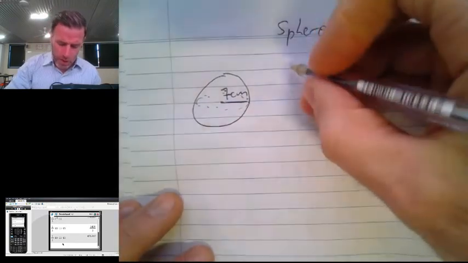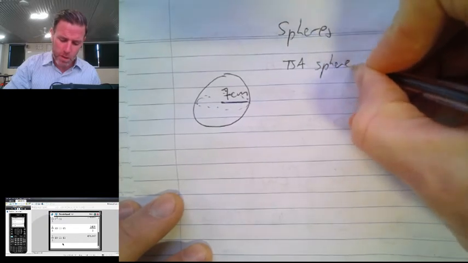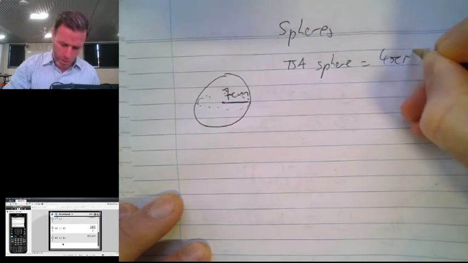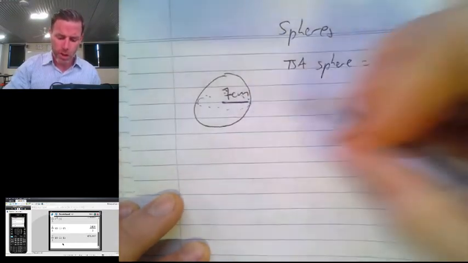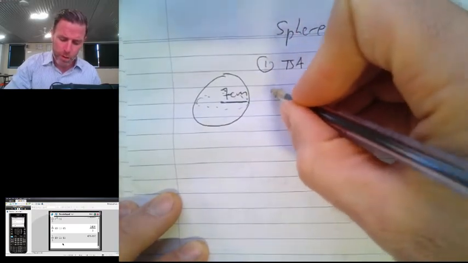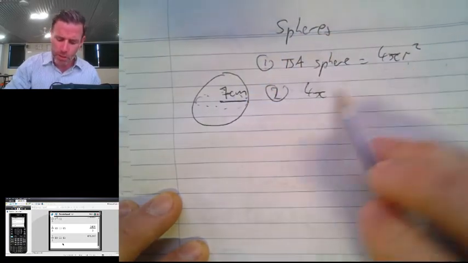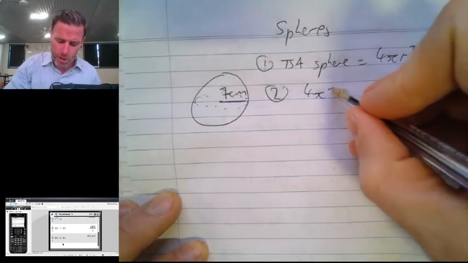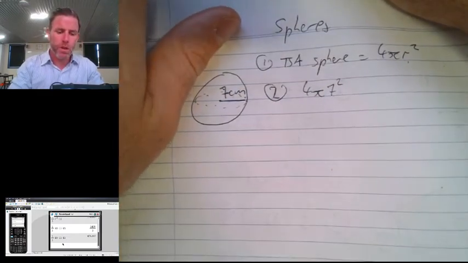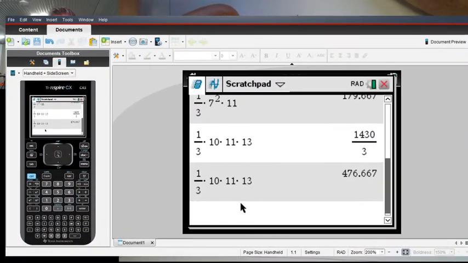So the TSA of a sphere, total surface area of a sphere, equals 4 pi r squared. Obviously this is the radius here, so that's step 1, the formula. Step 2 is substitute, so it's 4 times pi, and instead of the radius here, we're going to put in 7 squared. Then I'm going to get my calculator and bring that across and show you what this looks like.